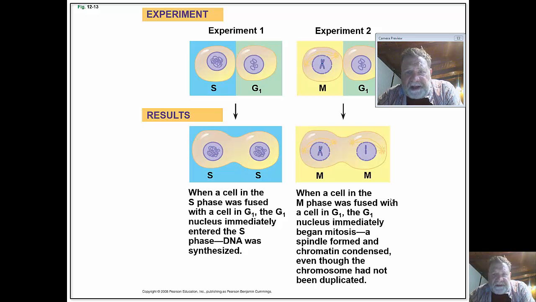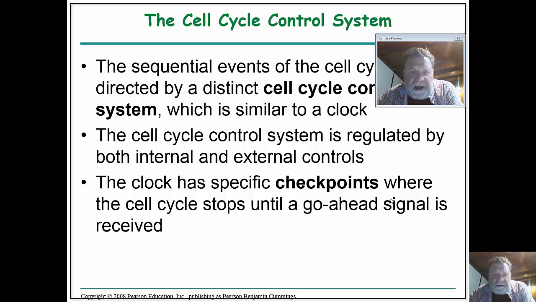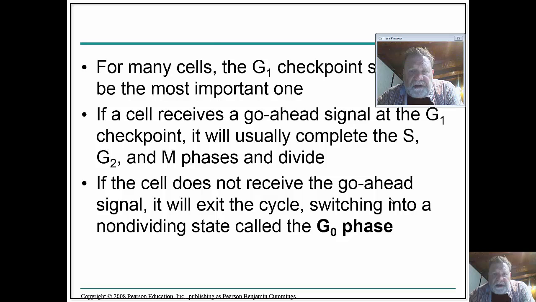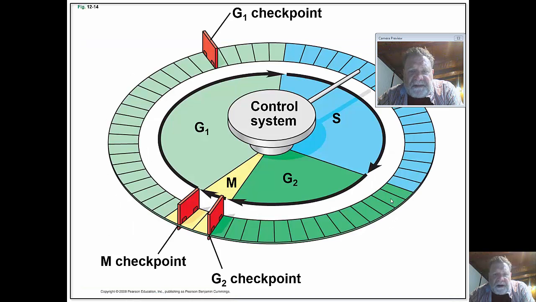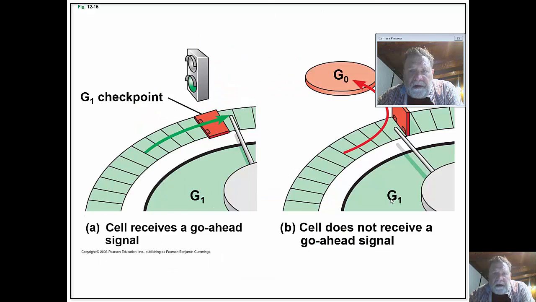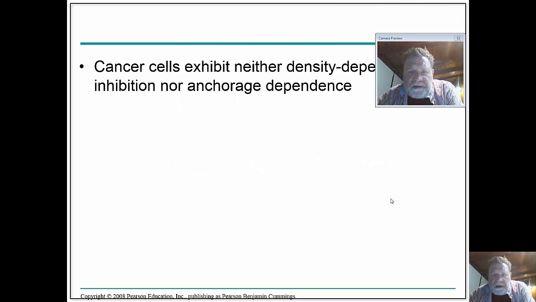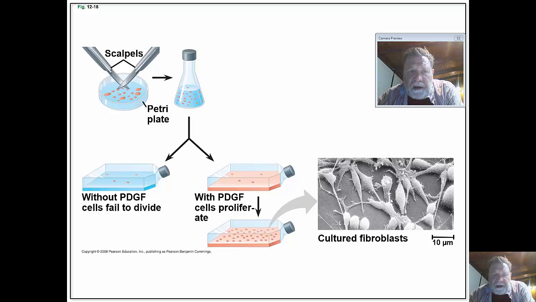Evidence for cytoplasmic signals is basically where we took cells that were synchronized at certain stages and put them together. When we put an M and a G1 cell together, the cell would automatically go to M. When we put together an S and a G1 cell, it would go to the S phase. And so there is something within the cytoplasm that controls this, and it's a lot like a clock.